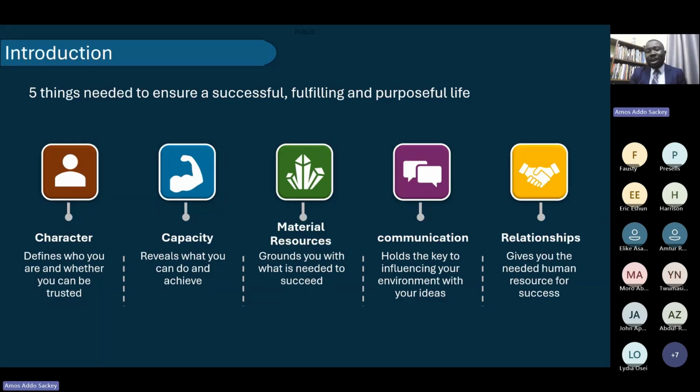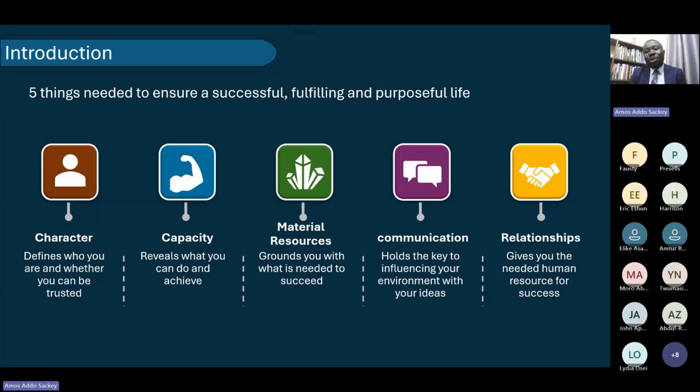Everyone has material resources. Sometimes the only issue is that what we have is not adequate to accomplish what we want to do. So it's not that we don't have at all, but we don't have enough to accomplish what we have set to do.